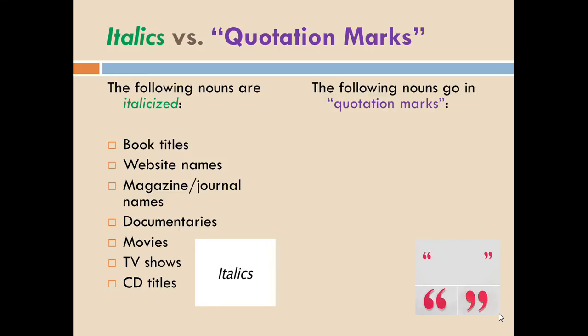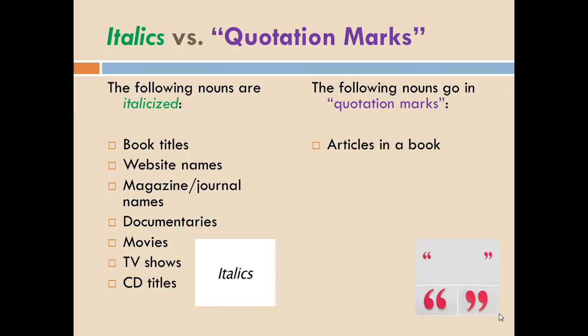Now the quotation marks, see how little and cute they are? They go around pieces of things, so smaller things, things that were taken out of the big italicized things. So if it can be broken down into pieces, it goes in italics. If it is one of those pieces taken from something bigger, it goes in quotation marks.